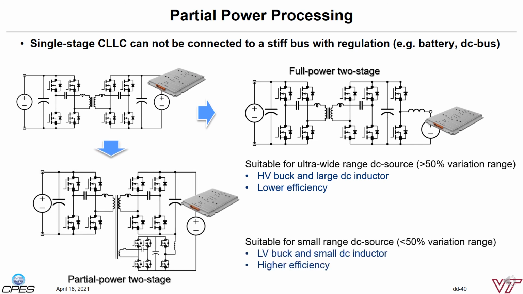Therefore, another option is to adopt the so-called partial power processing solution. In this case, we only need to build up a low voltage regulation stage and connect it in series with the CLC output. In this way, we can let the majority of power go through the single stage CLC converter, leading to higher efficiency. A partial power will pass through the two stages, but the converter will be a low voltage design with a small DC inductor. This partial power design can be applied to voltage variation less than 50% of the total DC voltage.